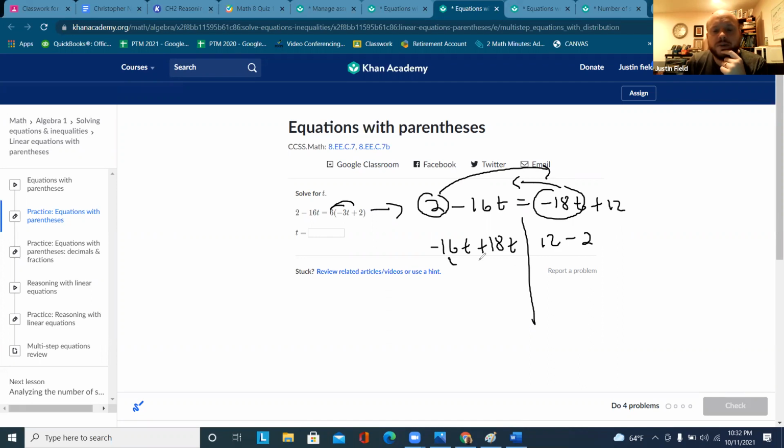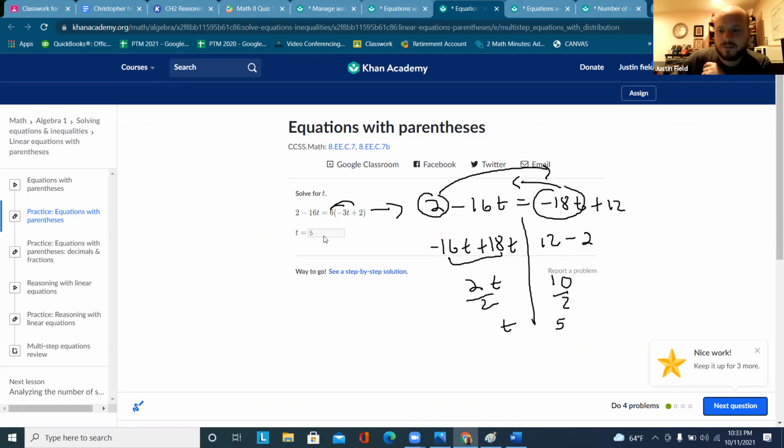Combine like terms. Negative 16 plus 18 is 2. 12 minus 2 is 10. Divide both sides by 2. And I am done. All right, it's 5. That's how we talk to Michigan.